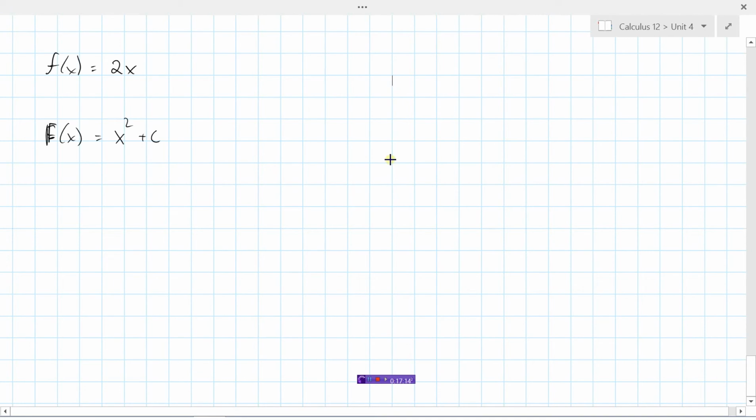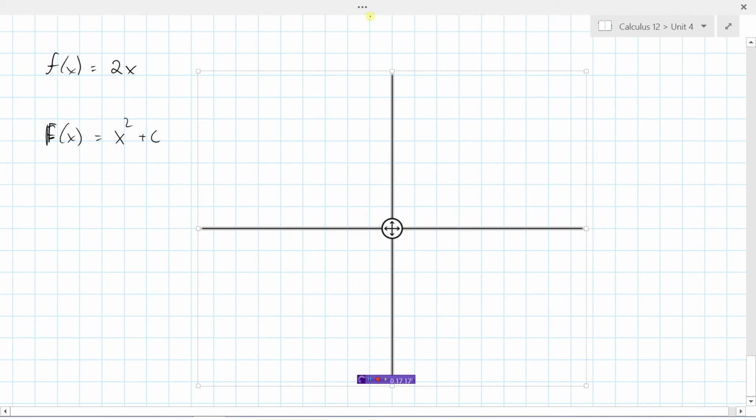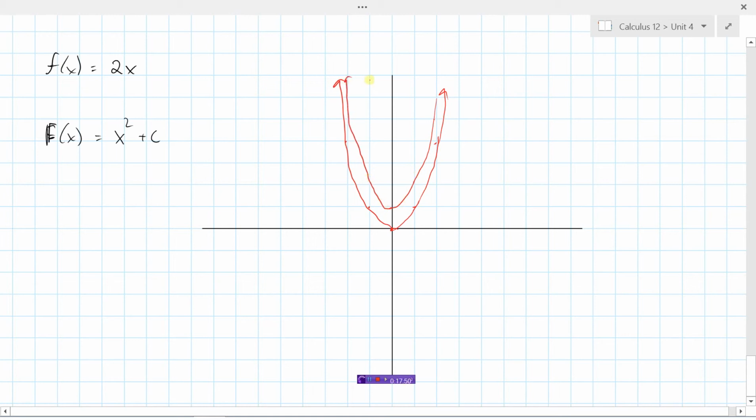let's get some grid lines on here. We know that this is the parabola, but the problem is, what is the constant term? So if the constant term was 0, the parabola would look like this. But we don't know what the constant term is. Maybe the constant term was 1. Then the parabola would look like this. Or maybe it was minus 3. Maybe we had minus 3.